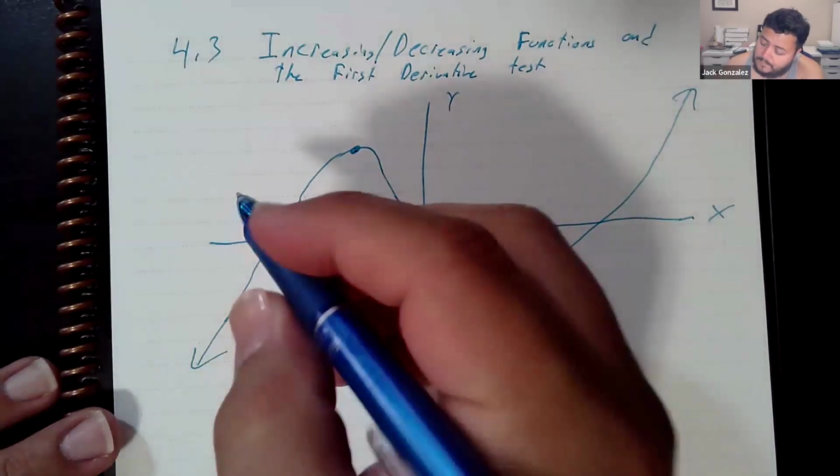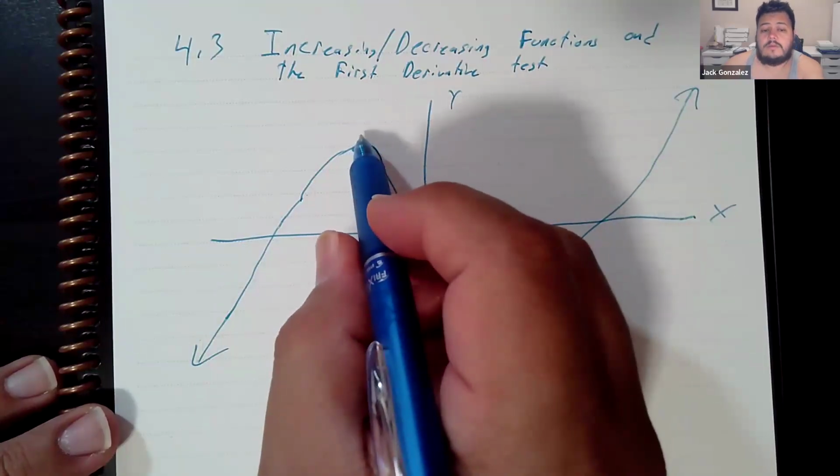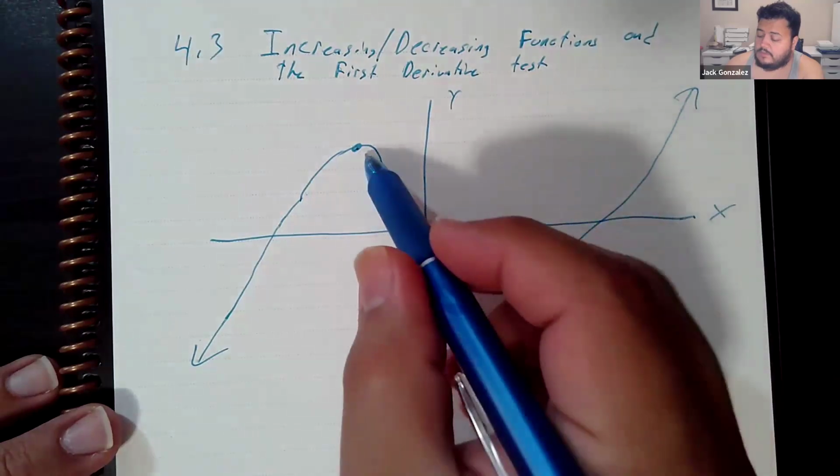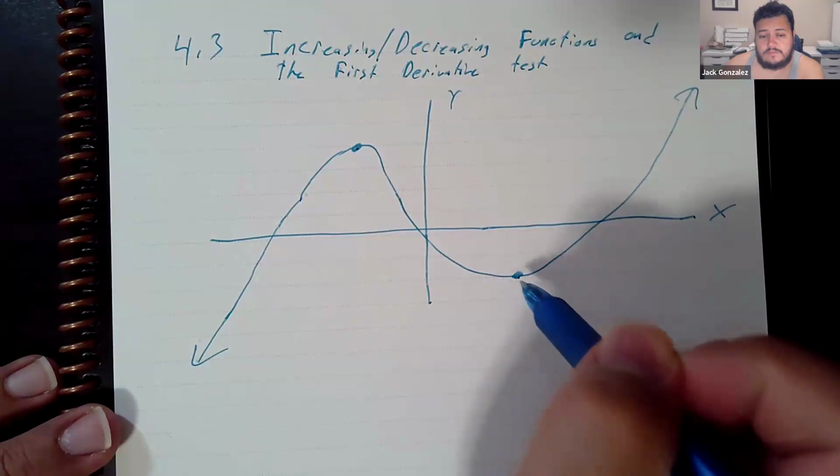So basically, remember how last time we talked about critical numbers and how those critical numbers could be extrema values, which are these peaks and valleys, right? Y'all remember this?